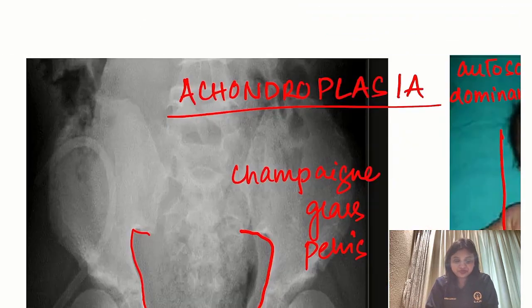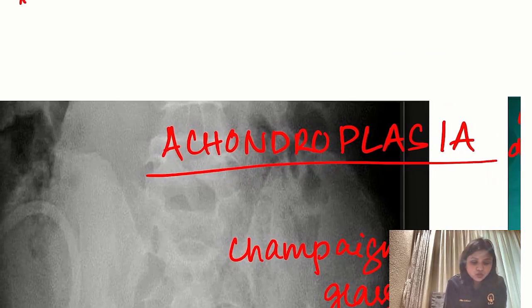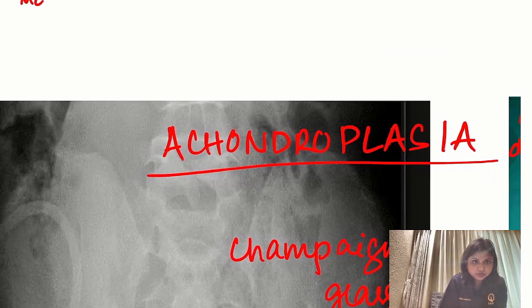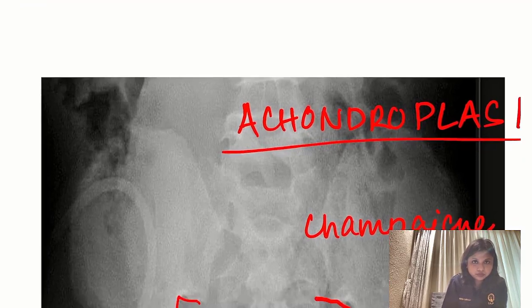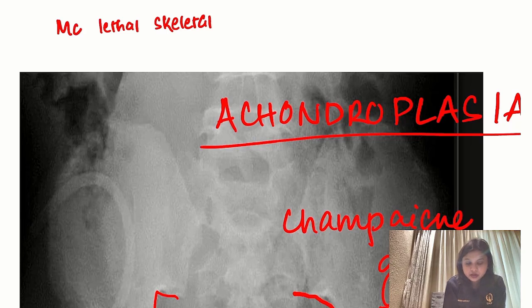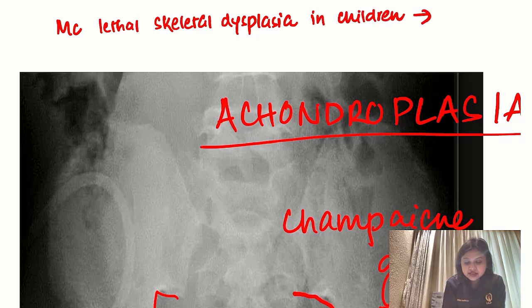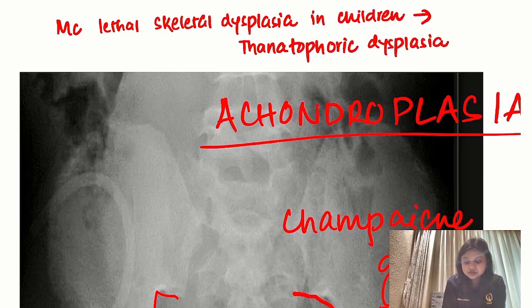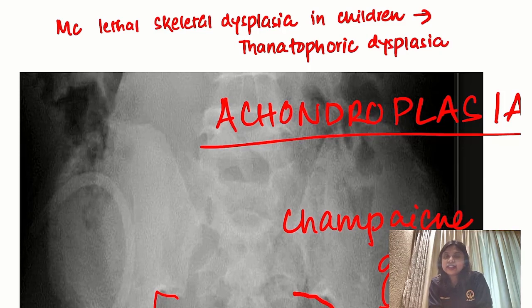So let us write down. So most common lethal skeletal dysplasia in children is thanatophoric dysplasia. So most common lethal skeletal dysplasia in children is thanatophoric dysplasia.